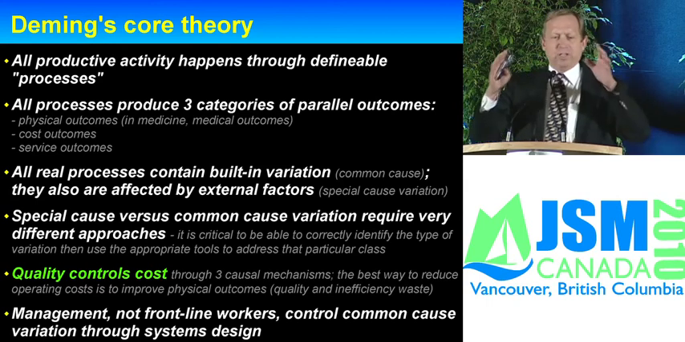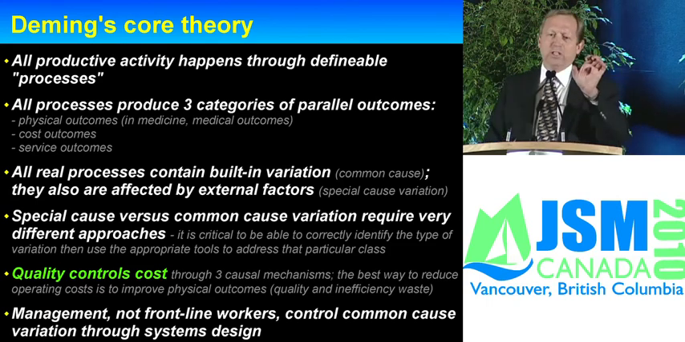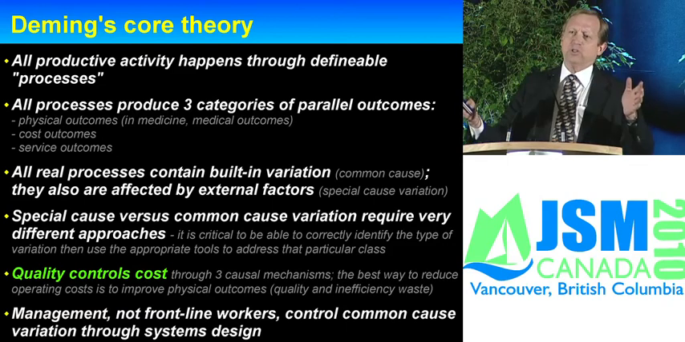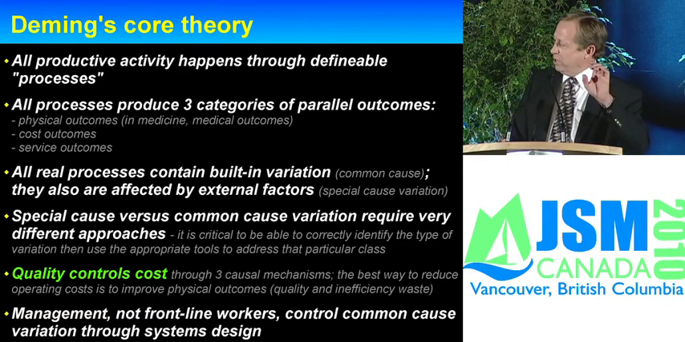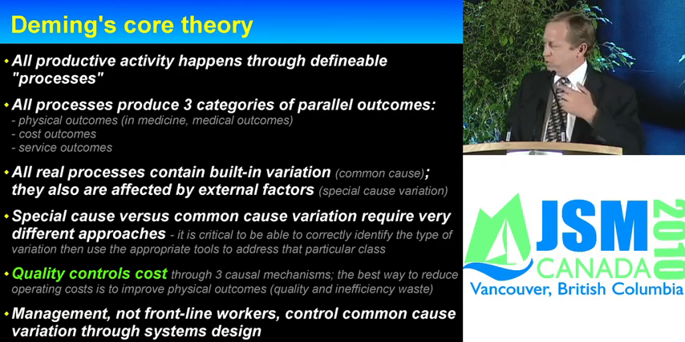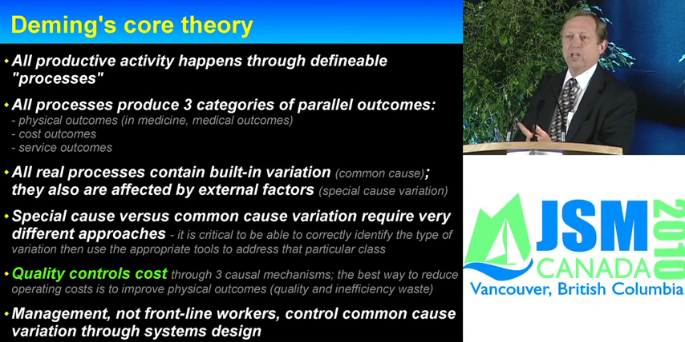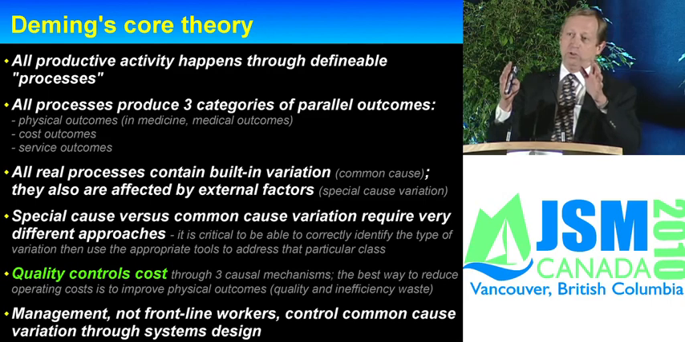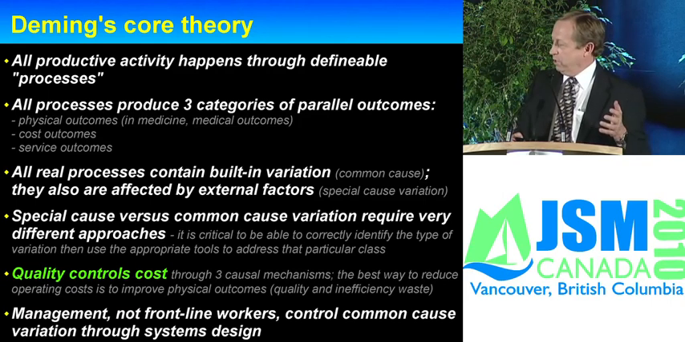You see, Shewhart had had a real insight. It was all around variation. He had understood that variation came in 2 classes. If you assume that all manufacturing and production happens through processes, Deming's main idea, all processes produce 3 classes of outcomes, what Deming called a physical outcome, in parallel, a cost outcome, and a service outcome. So what we actually control are the processes. And you always get these 3 as a set, you see.